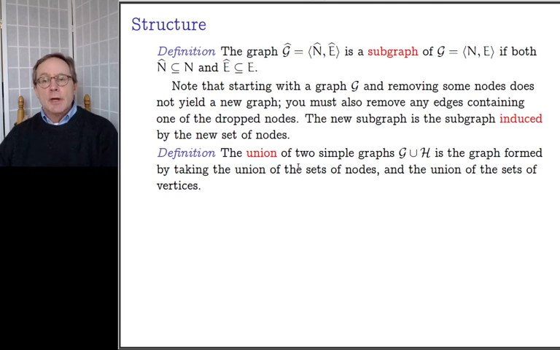We can make graphs bigger by taking the union of two graphs. So the union of two graphs is, instead of taking things out, you put things in. The union G union H is the graph formed by taking the union of the set of nodes and the union of the set of edges. So G would be a subgraph of G union H, and H would be a subgraph of G union H.